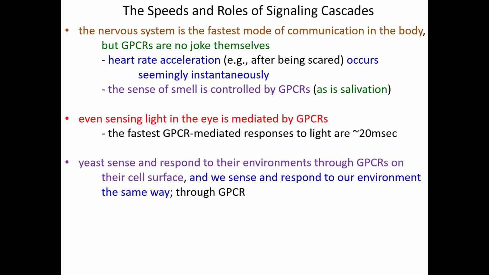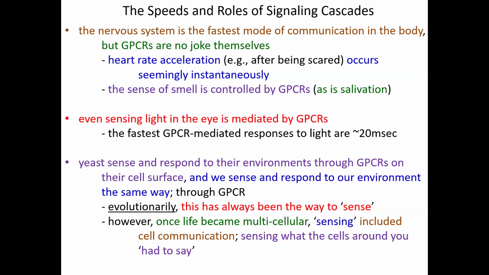Like I said before, yeast sense and respond to their environments, specifically pheromones in their environment, through G protein coupled receptors. And we sense and respond to our environment in the same exact way through G protein coupled receptors. This is an evolutionary legacy. Evolutionarily, the way to sense the world has always been mediated by G protein coupled receptors.